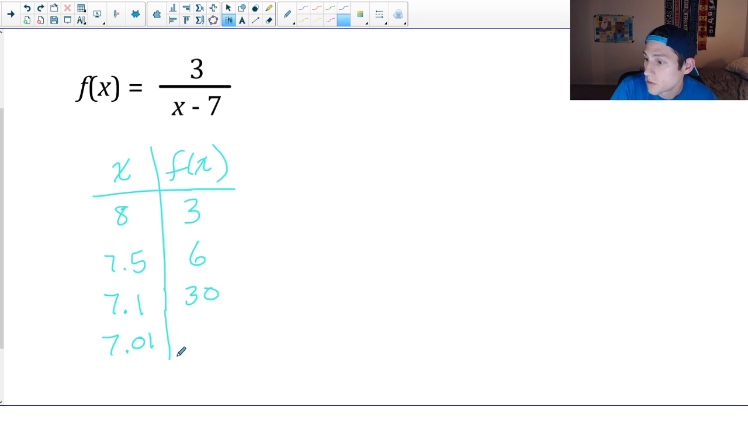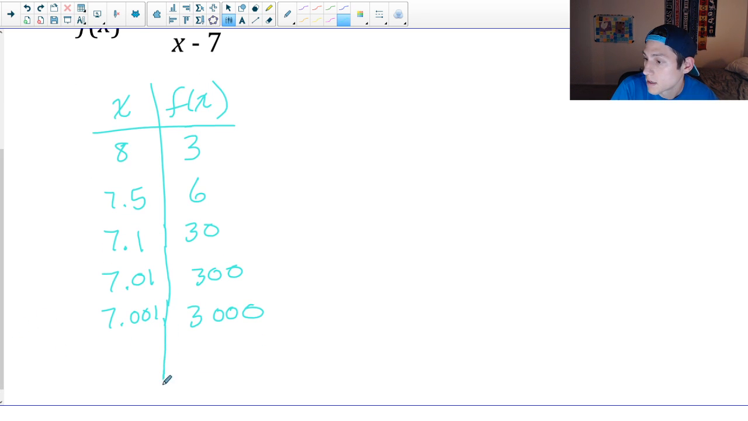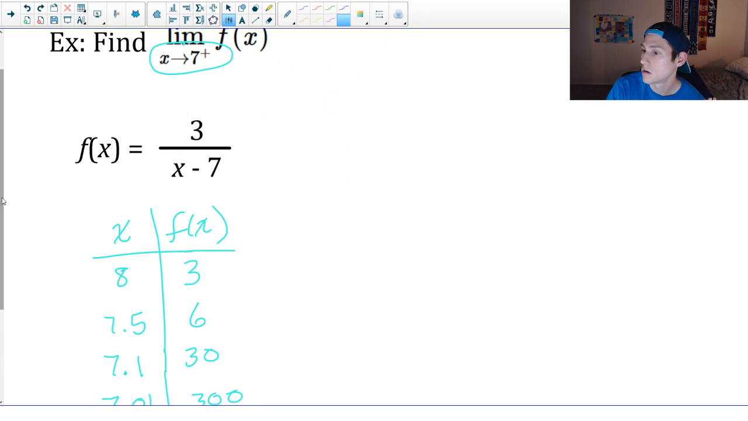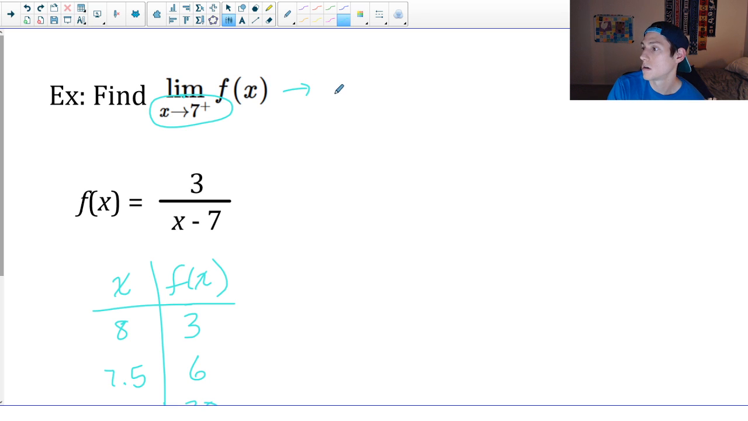What about 7.01? It'd be 300. What about closer to 7? 7.001 would be 3,000. Again, you can see the pattern. It's very similar, but just coming from the right now. So as we get closer and closer to 7 for my x values, our y values are going to positive infinity.